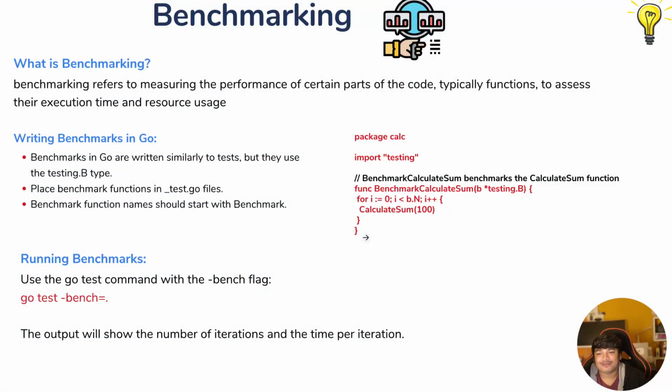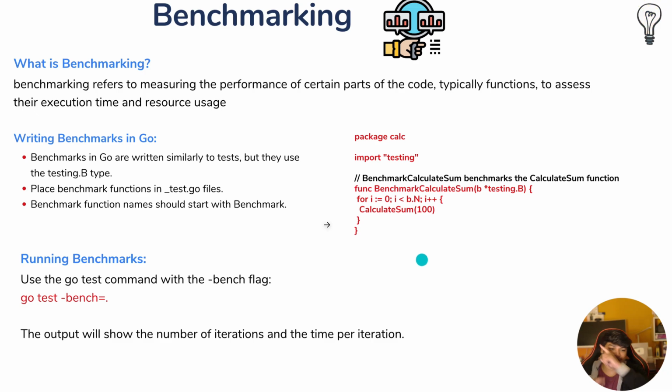Now how can you write benchmarks in Go? First, benchmarks in Go are written similar to tests, but they use testing.B, and I will show the difference between testing.T and testing.B. Then of course, you have to put this benchmark function in _test.go files only. Then the benchmark function name should start with Benchmark. Because if you remember, the normal test cases were starting with Test. So for benchmark, it will start with Benchmark at the beginning.